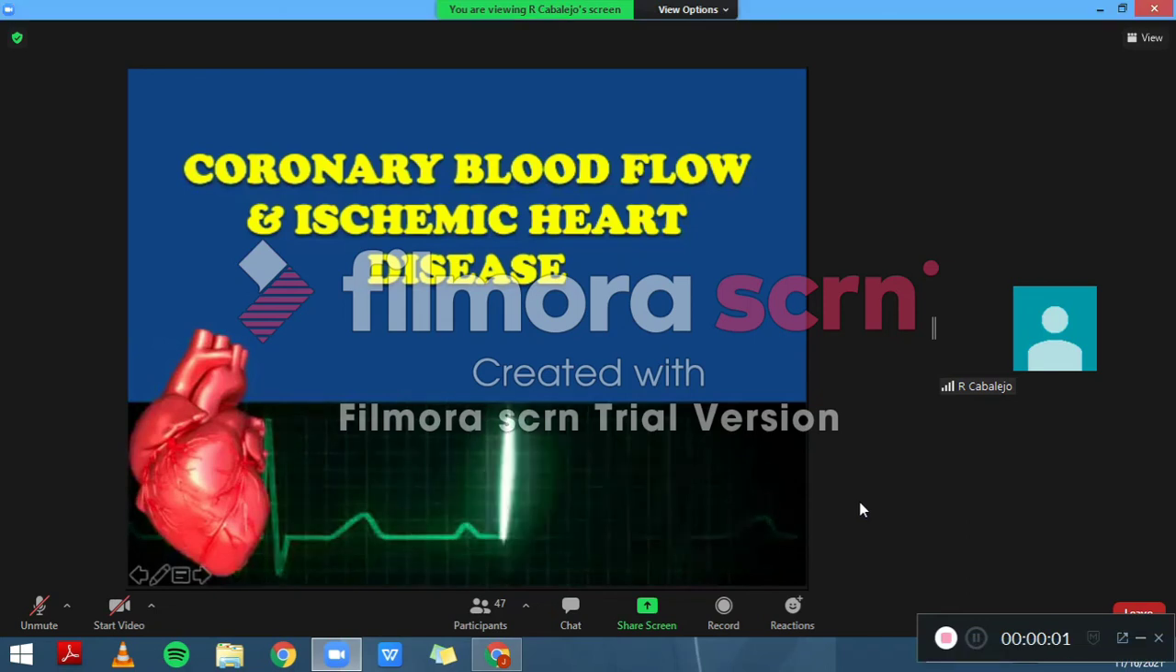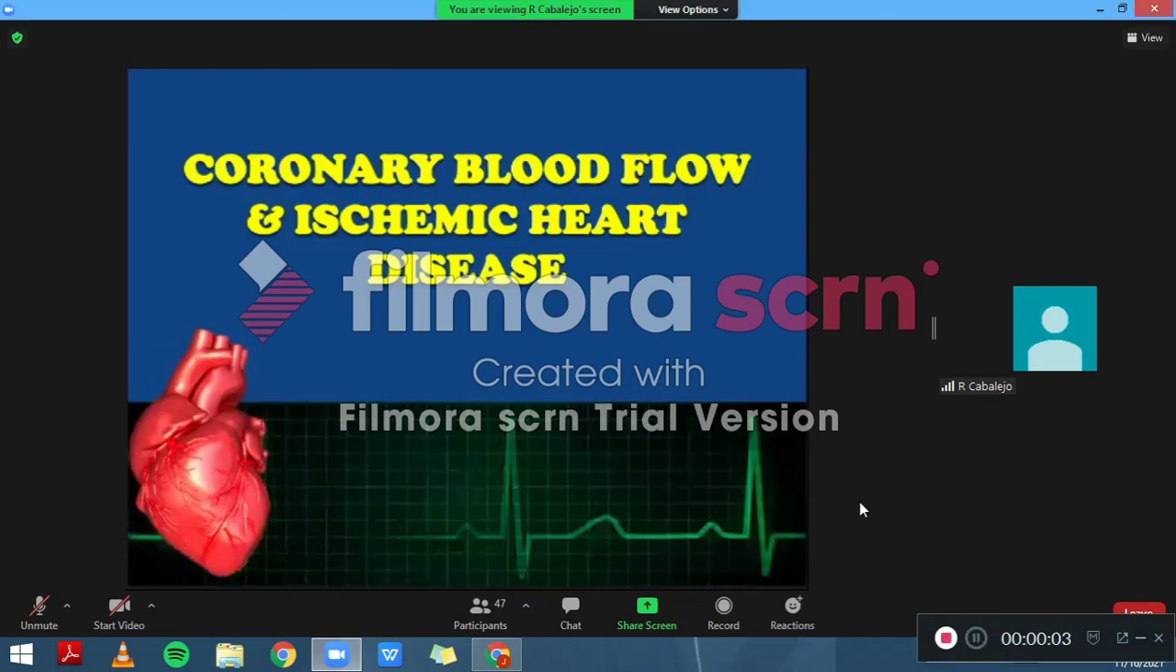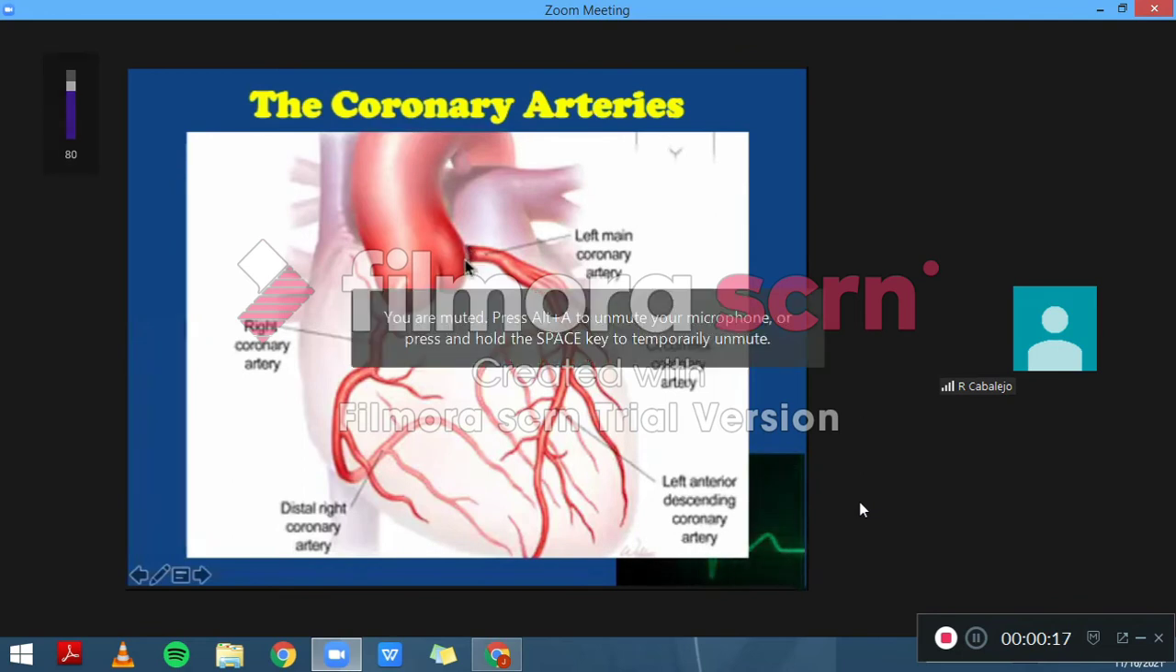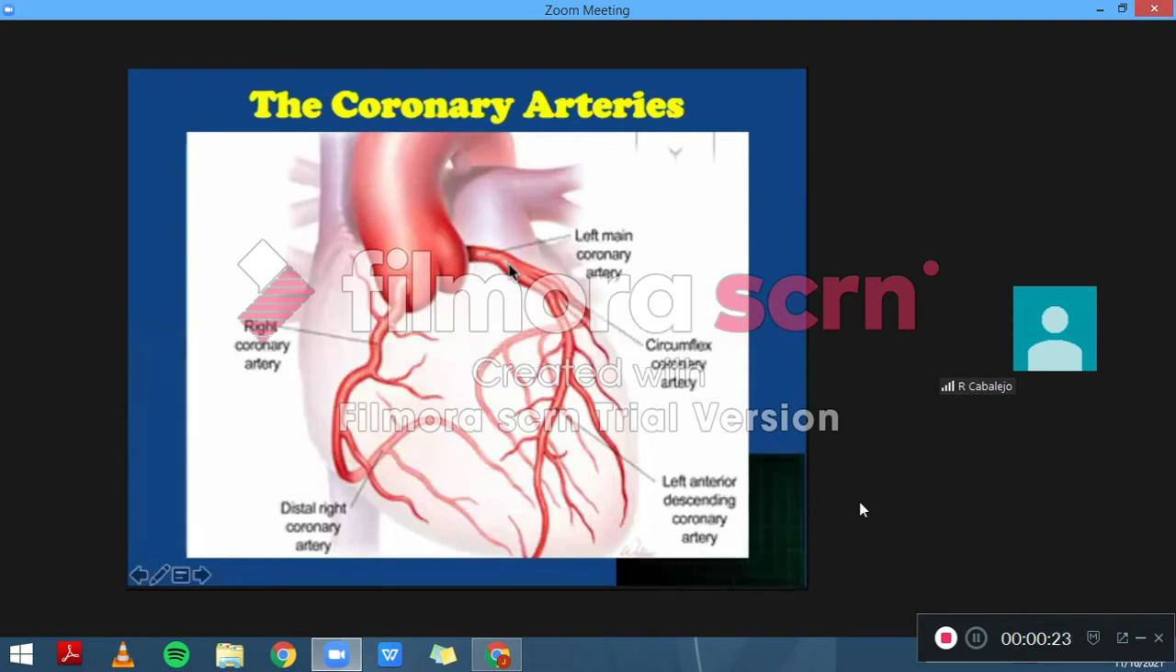Coronary blood flow and ischemic heart disease. So this is just a recap of your coronary anatomy. So you already know this. You have two main coronary arteries coming off from your ascending aorta, specifically the aortic sinuses. So the left circulation would be the left main coronary branching into the left anterior descending and the left circumflex. And you have only one right coronary.